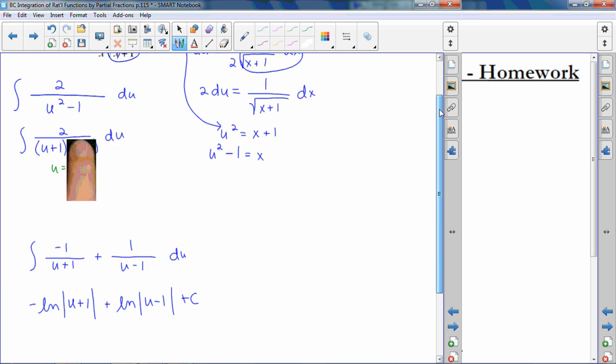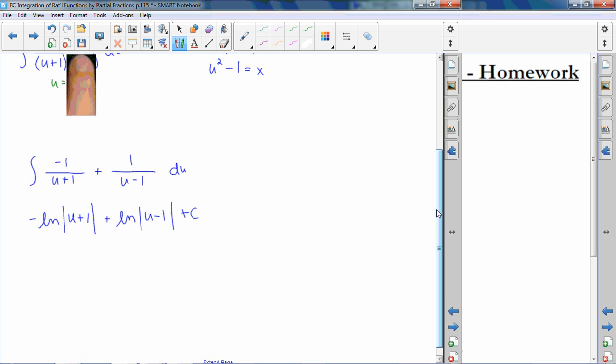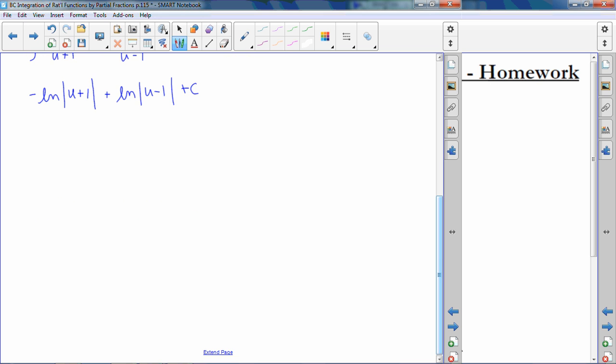I have to go get u. Let's see, u is going to be the square root of x plus 1. Okay, so we need to plug that back in. Negative ln absolute value of square root of x plus 1 plus 1, plus ln absolute value of the square root of x plus 1 minus 1, plus c.